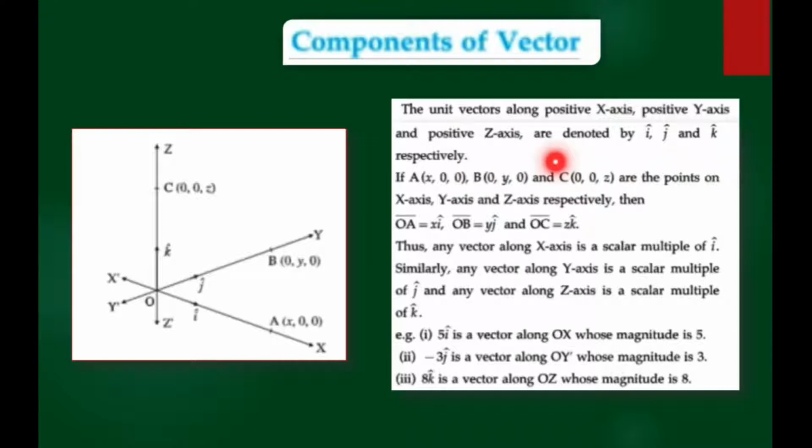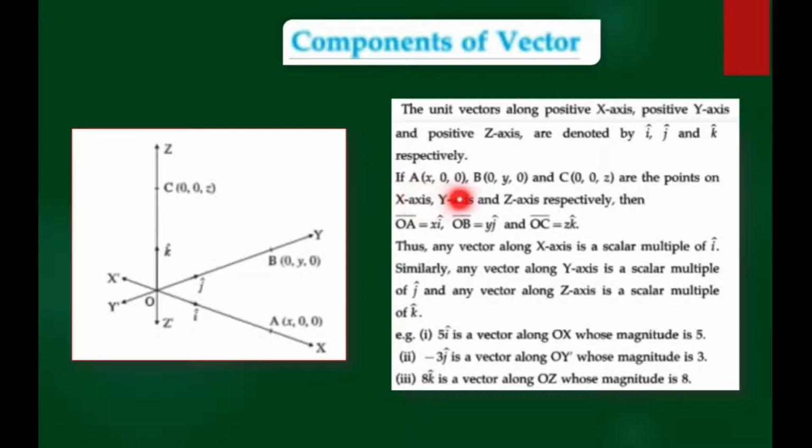When we consider the unit vector along the x-axis, it is i cap. When we consider the unit vector along the y-axis, it is j cap. When we consider the z-axis, the unit vector along the z-axis is k cap.